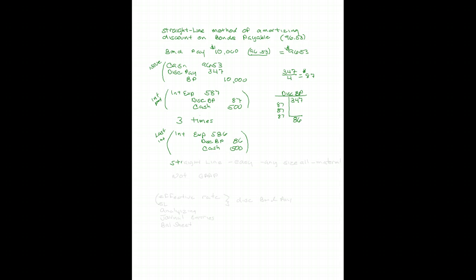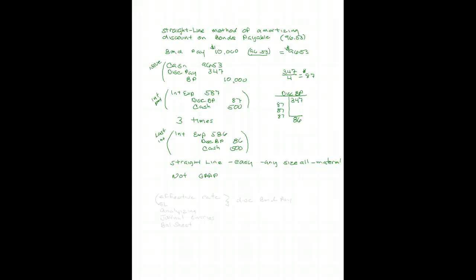And again, the appeal to straight line is you don't need the amortization schedule, and it's flippin' easy. But if it's any size at all, the difference would be material, and so it is not generally accepted accounting principles. When you realize most bond issues have about 6 zeros on them, beyond what I've been showing you, you'll realize that that is material. I kept it small because I thought it was easier to do that way.